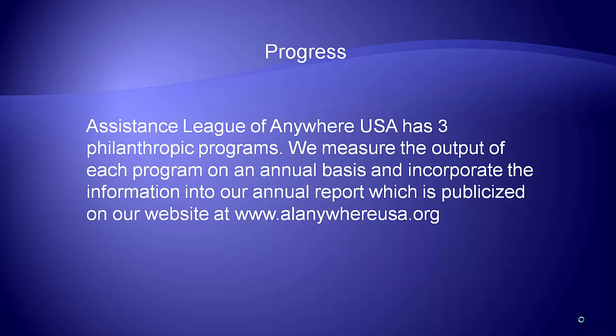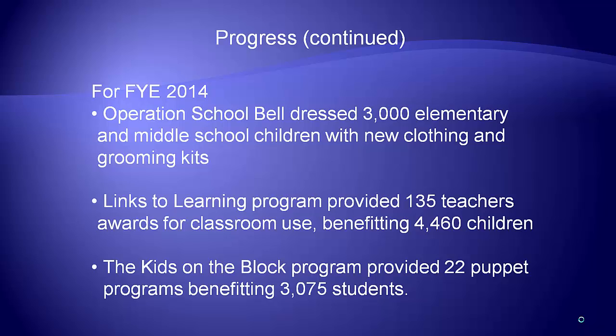We start out by writing, Assistance League of Anywhere USA has 3 philanthropic programs. We measure the output of each program on an annual basis and incorporate the information into our annual report, which is publicized on our website at www.alanywhereusa.org. In the next slide, you will see how it continues. Pause the video if you want to study the example closer.